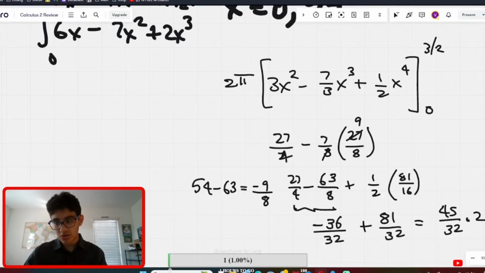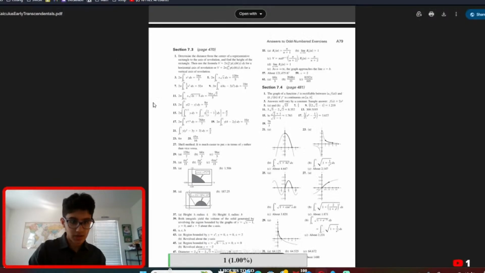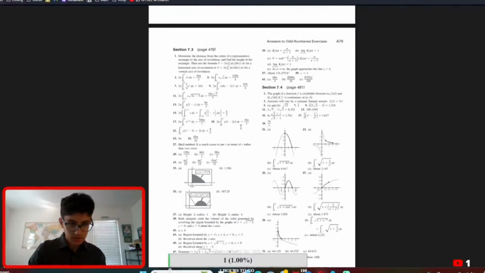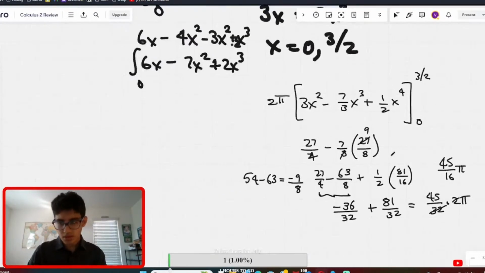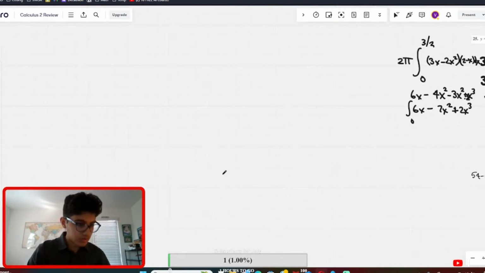But you multiply it by 2 pi, right? We can't forget that. So that gives you 45 over 16 pi. Let's just check that. Yeah, okay, this is correct. 45 over 16 pi. So we got that. Let me box the answer here. And yeah, that's it.